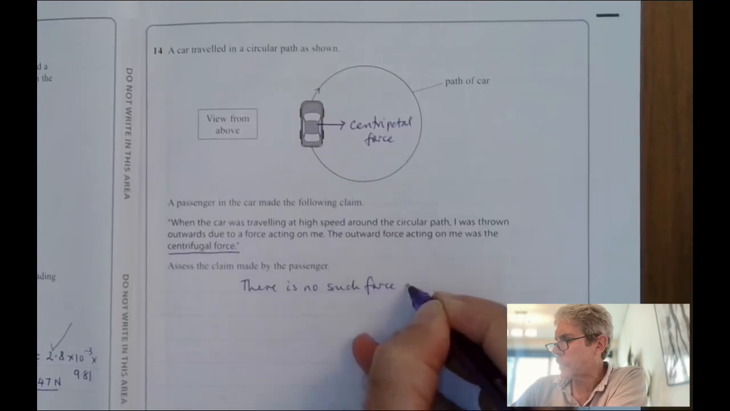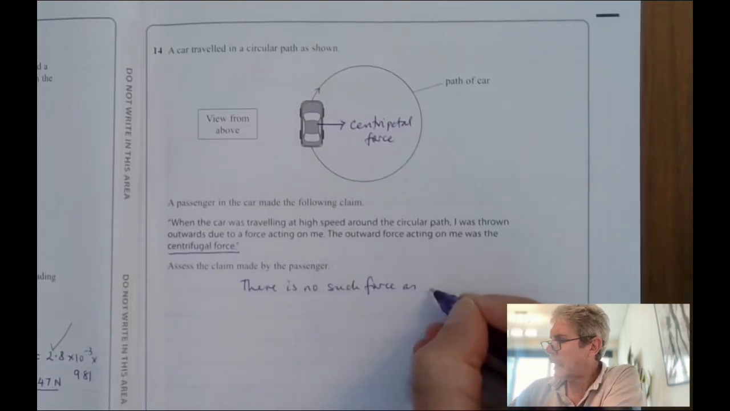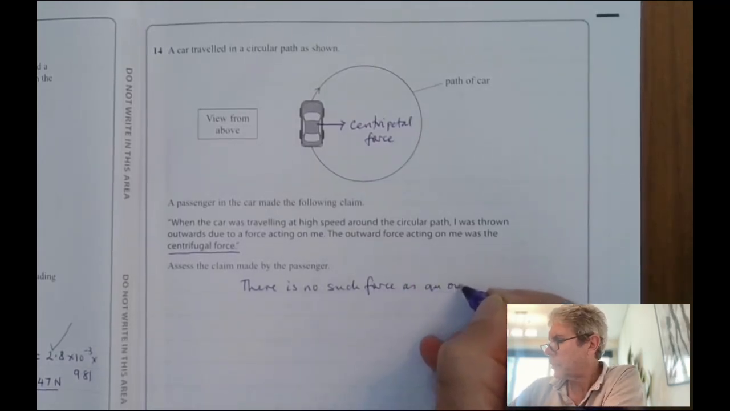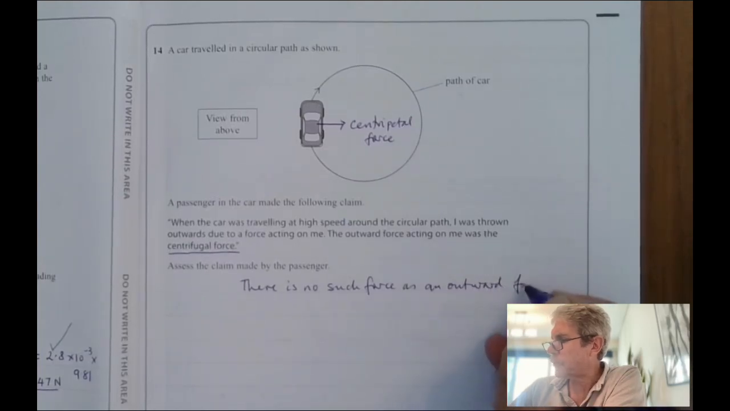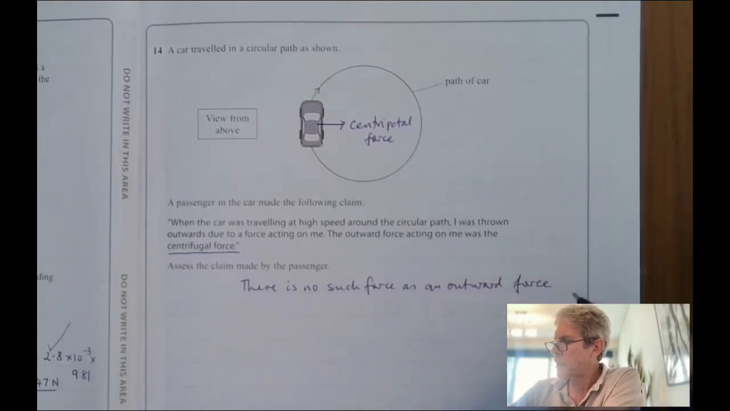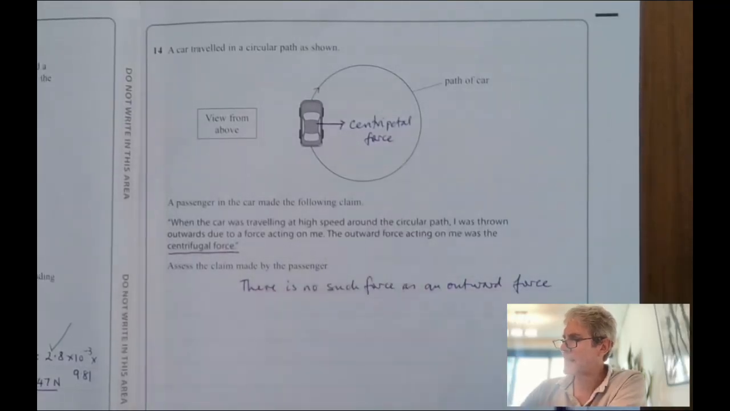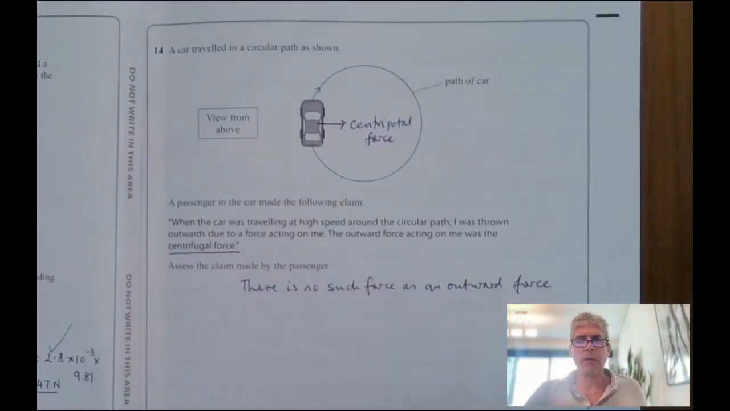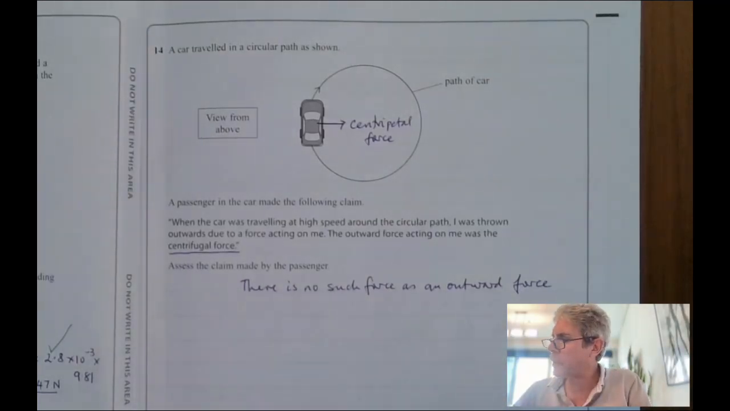force as an outward or centrifugal force. Yeah? So you're assessing the claim. So automatically you probably would get 1 mark just by saying that, even if you can't explain it clearly. Okay? So how would you get the other marks? So there is no outward force. That would get you 1 mark.